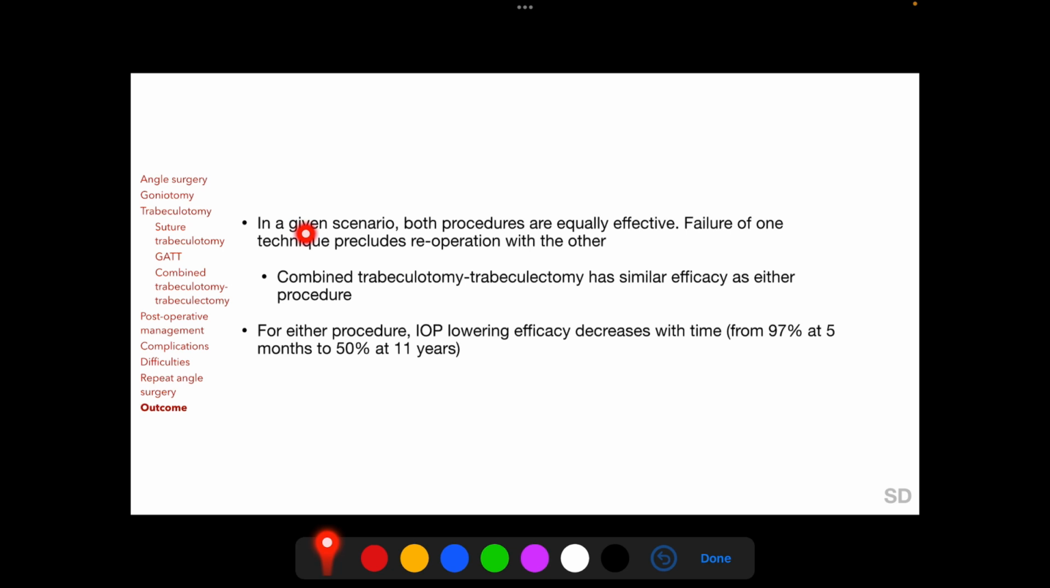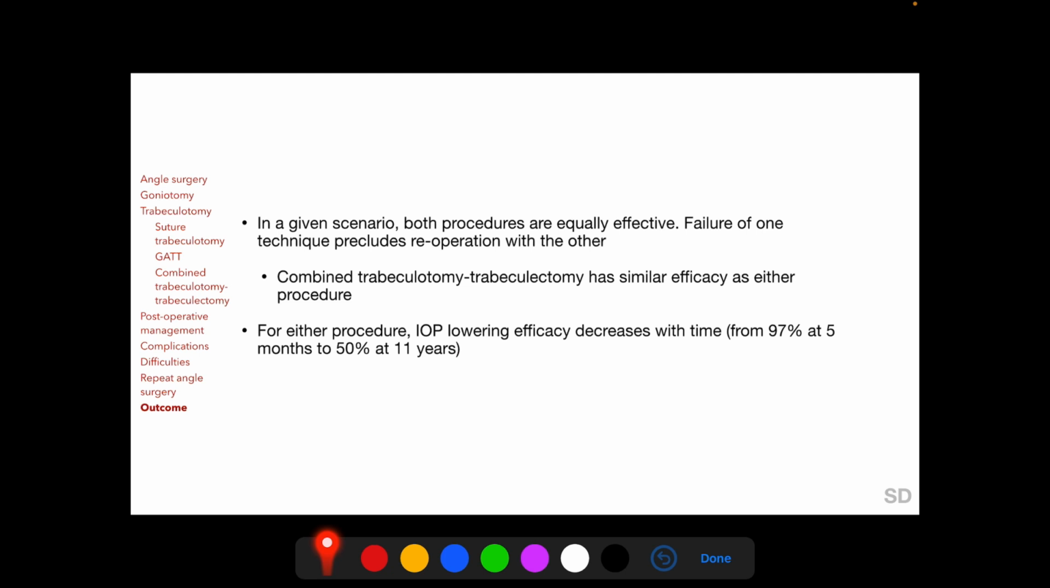In a given clinical scenario, both goniotomy and trabeculotomy are equally effective, so failure of one of these procedures does not preclude reoperation with the other. And many studies have shown that combined trabeculotomy and trabeculectomy has similar efficacy as either goniotomy or trabeculotomy. With both goniotomy and trabeculotomy, IOP lowering efficacy decreases with time, and one study has reported efficacy of as high as 97% at 5 months to as low as 50% at 11 years following surgery, with or without additional anti-glaucoma medications.